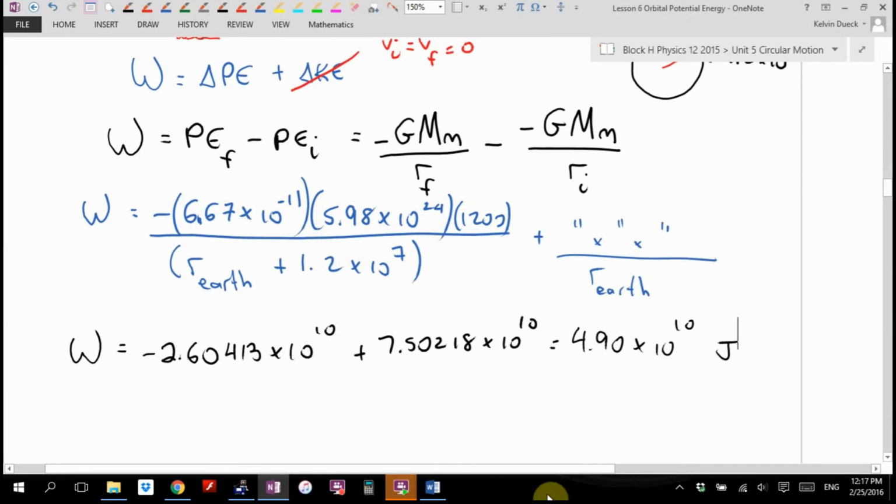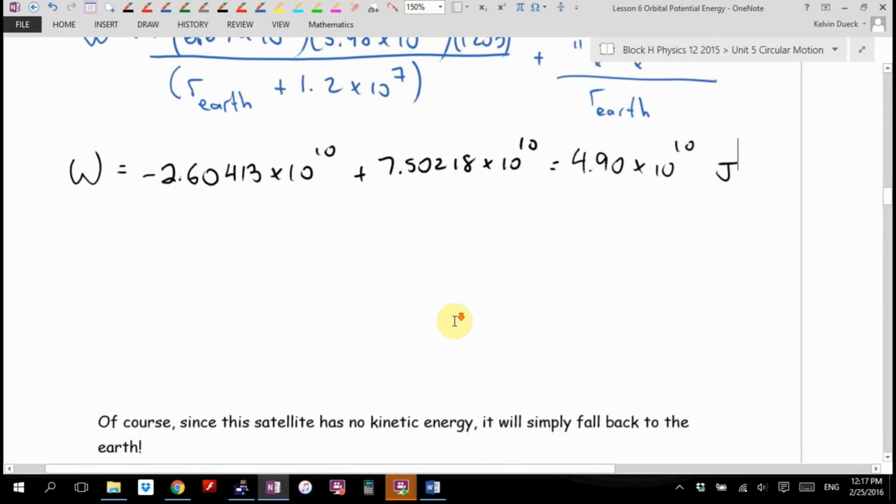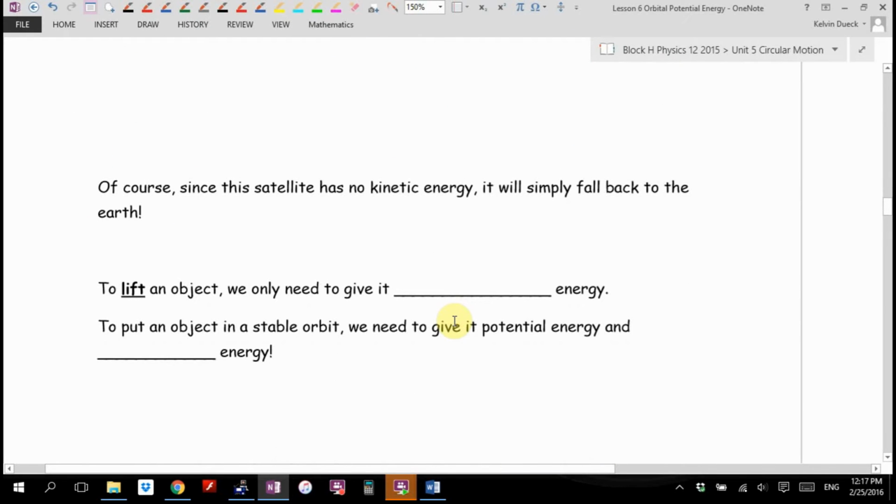Sadly, that's not the longest question. Not even close. But here's what I wrote here. Since the satellite has no kinetic energy, it's going to come straight back down to the Earth. To lift an object, we only need to give it potential energy. To put an object in orbit, we still need to give it potential energy, but we also need to give it kinetic energy.